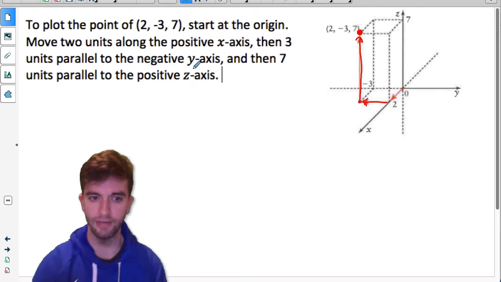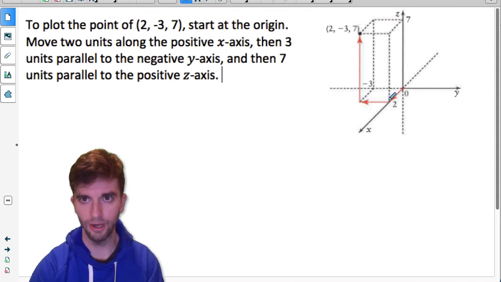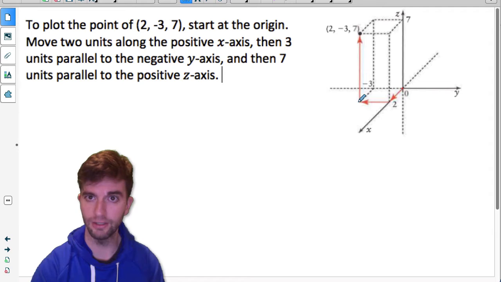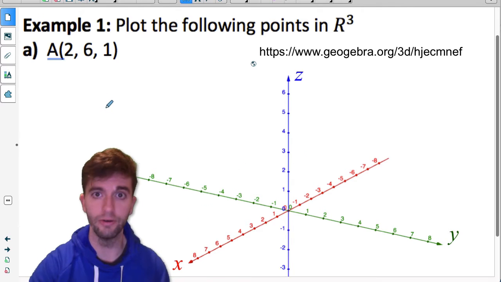0.2, negative 3, 7. So to get to that point, we went 2 along the positive x-axis, 3 parallel to the negative y-axis, and then 7 parallel to the positive z-axis. So let's try plotting some points on our own.